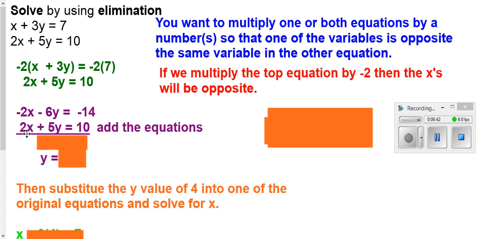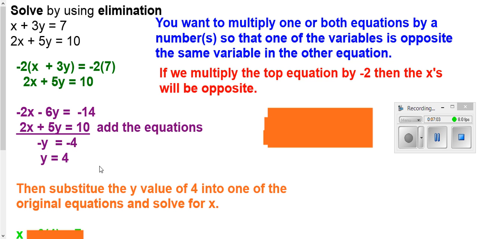Now all I'm going to do is add these equations together. -2 x's plus 2 x's is 0 x's. -6y plus 5y. And -14 plus 10. So I'm just adding my equations. I solve it for y. I get y to be 4.